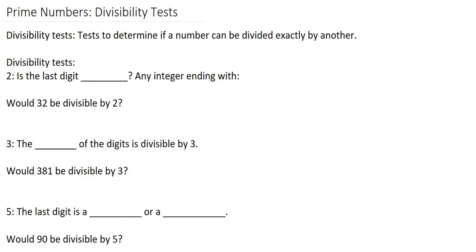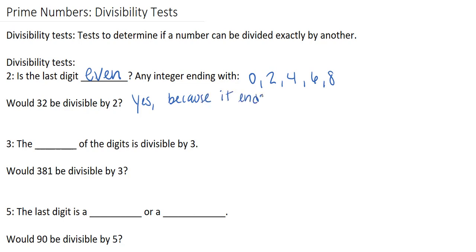The first question we ask is, is the last digit even? Which is kind of what we've gone over before in the last video. This is any integer ending with 0, 2, 4, 6, or 8. So the question would be, would 32 be divisible by 2? And the answer is yes, because it ends with the digit 2.